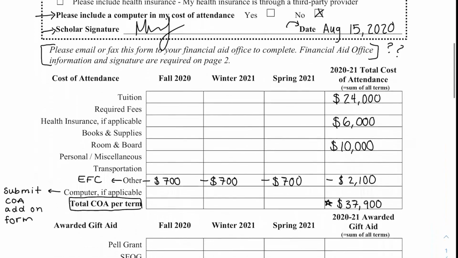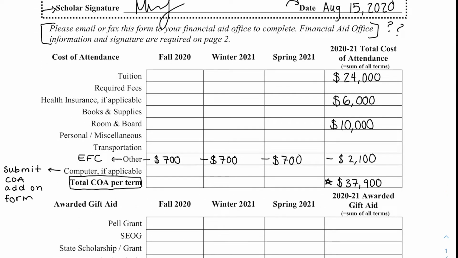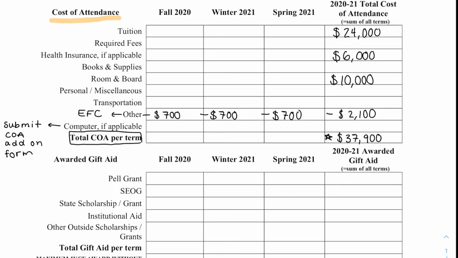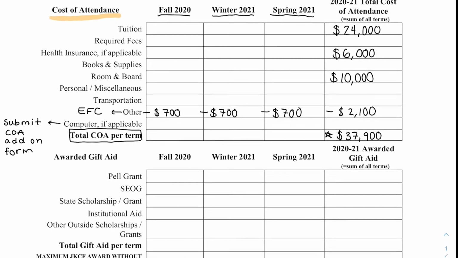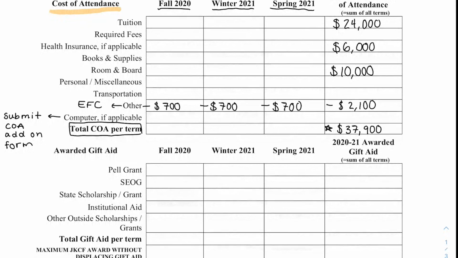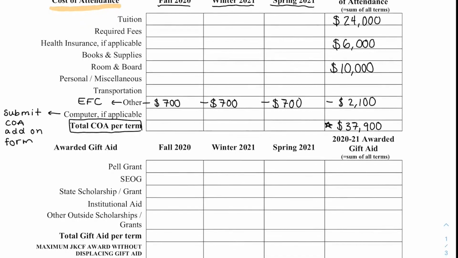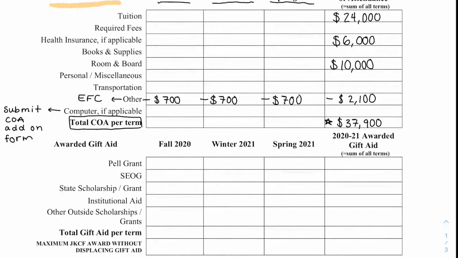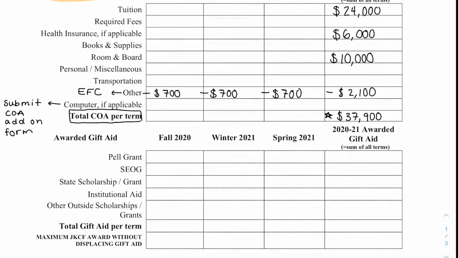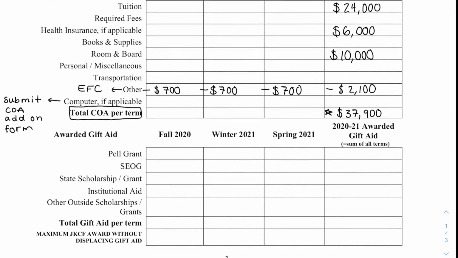Okay, so now we're down at the form, the Jack Kent Cooke cost of attendance worksheet, where it says cost of attendance, and there's a table below it where it says fall, winter, spring, or if you're in semesters, it says fall, spring, and then it says total cost of attendance, and it has on the left side tuition, required fees, health insurance. It's just a breakdown of what your cost of attendance is. And so if you go to your school's billing website or your financial aid portal, you'll be able to find a breakdown of what your cost of attendance is.